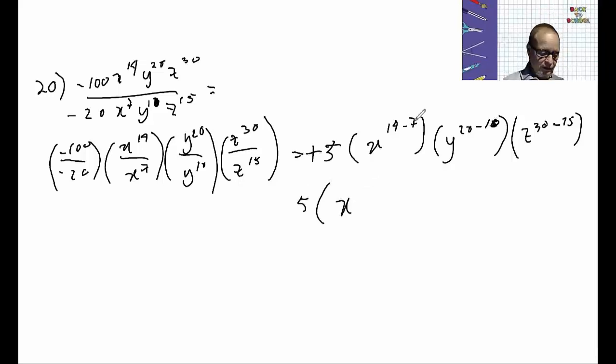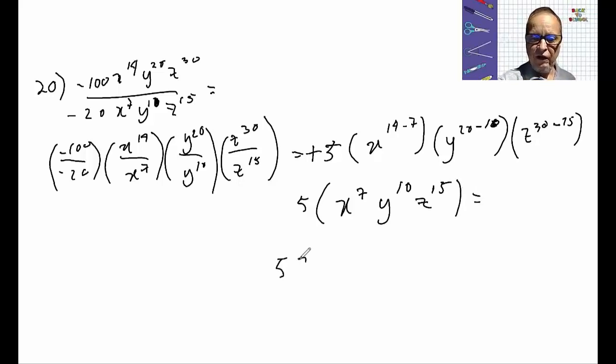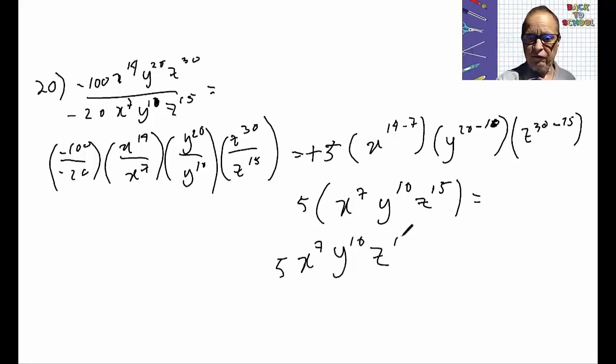X, well, 14 minus 7 is 7. And then I get 20 minus 10 is 10. And then I get 30 minus 15. And there we have z to the 15 power. And I just write it 5x to the 7, y to the 10th, z to the 15th, and that's my final answer.